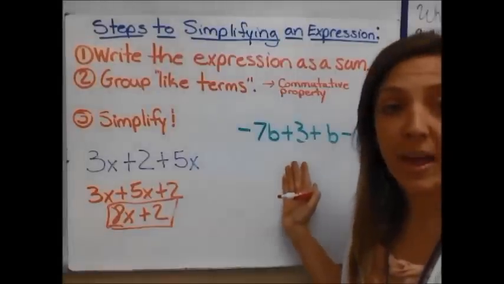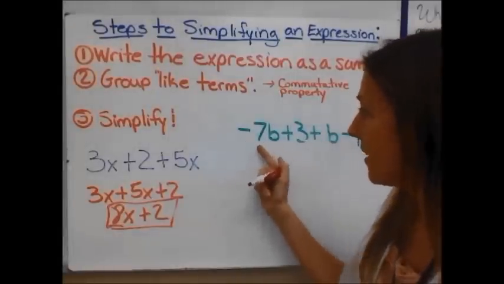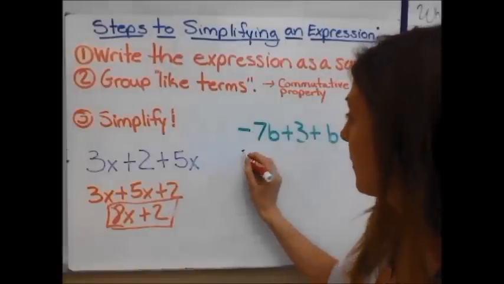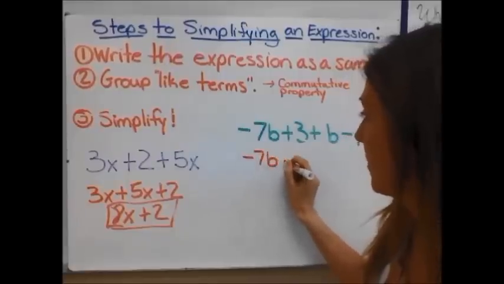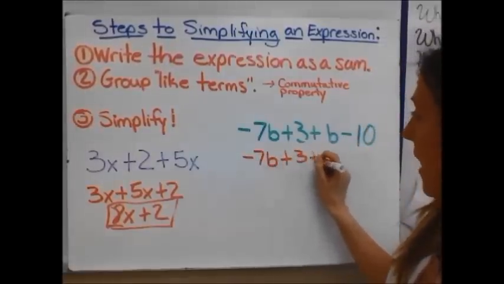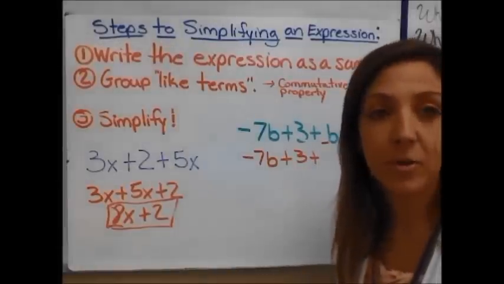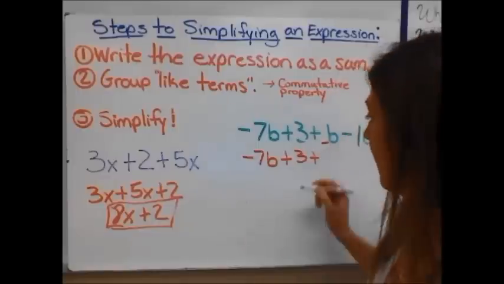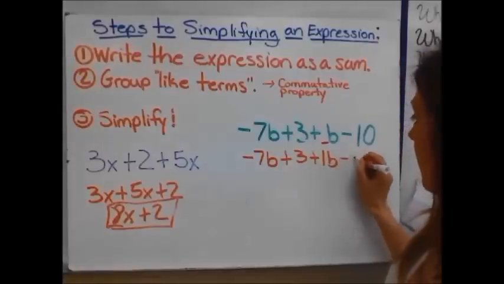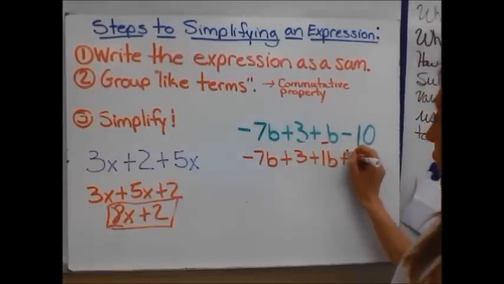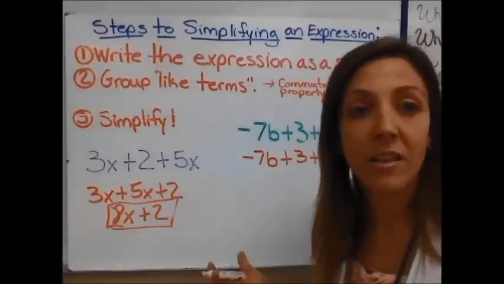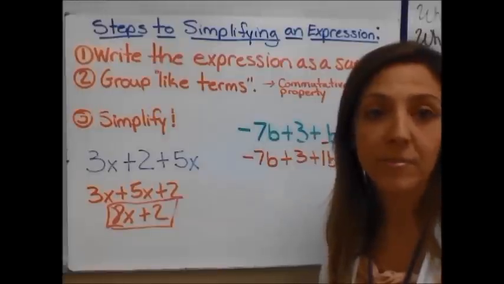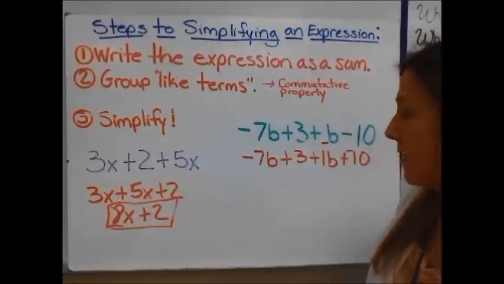All right, so the first step, write the expression as a sum. Well, negative 7b, that is not a subtraction sign. This is negative. It shows that the 7 is negative. So I'm going to rewrite this as negative 7b plus 3 plus b is all by itself. Remember that a variable alone has an invisible 1 in front of it. b is the same as 1b. 1 times b is just b. So I'm going to write that as 1b minus 10, and I'm just going to stay switch the minus 10 so that it's all addition. So now my expression is all addition: negative 7b plus 3 plus 1b plus a negative 10.